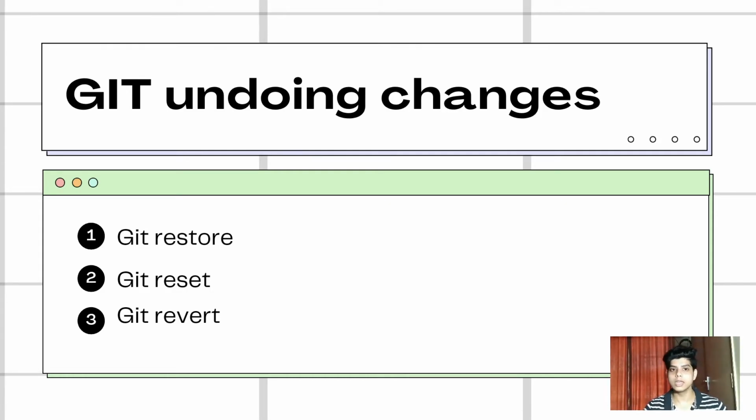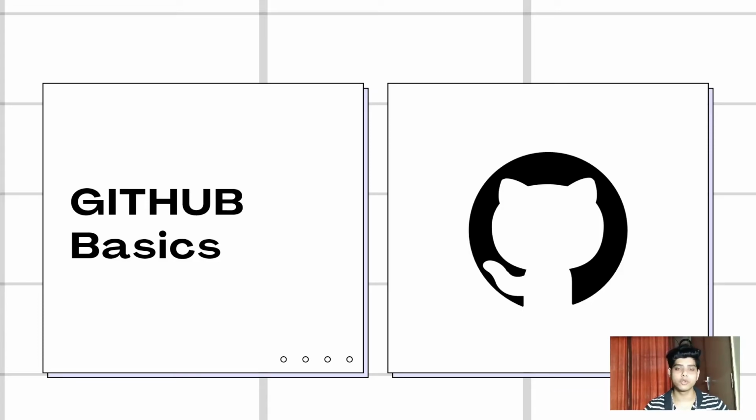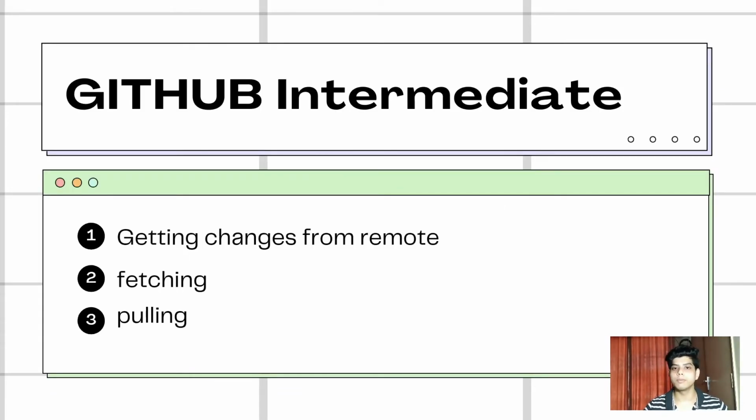So this will be covering your Git, and after this we will be starting with GitHub. Before starting GitHub, you need to have this much knowledge, or even the basic Git, to start with GitHub. So when we start with GitHub, we'll obviously start with the GitHub basics: how to use it, how to set up your SSH, what is remote and all that stuff. Then we will move to GitHub intermediate, getting changes from the remote: fetching, pulling, all these terms we'll go through.